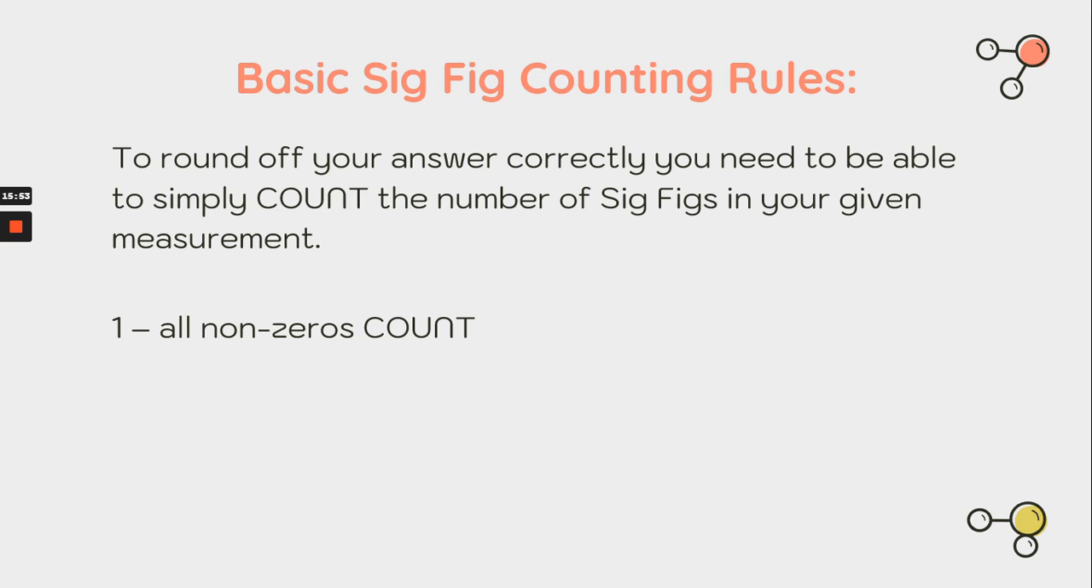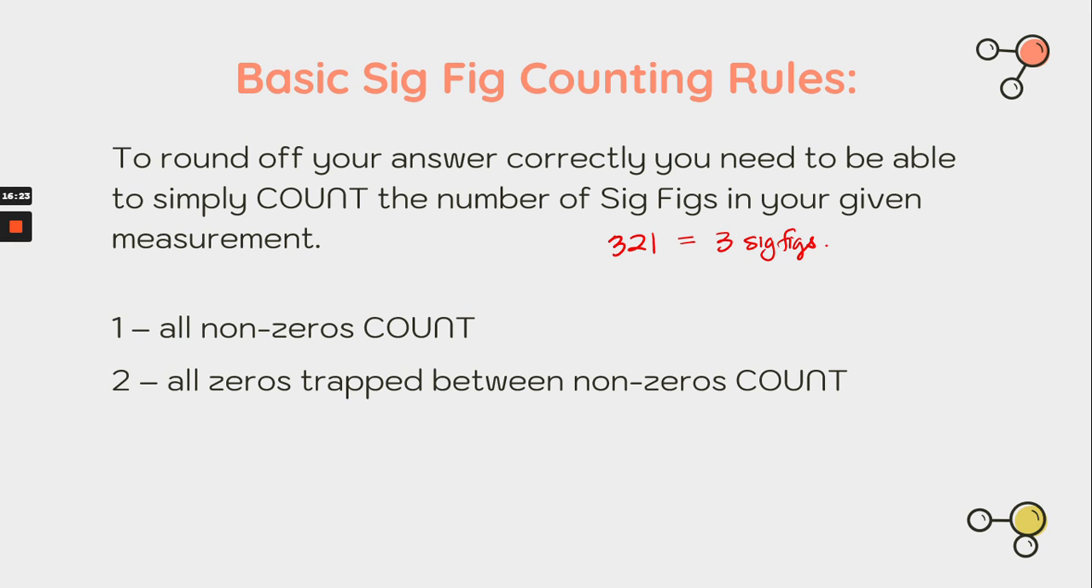Okay, so rule number 1, when you're starting a problem, all of the non-zero numbers count. So you will include them in your tally. So for example, if you had the number 321 as your given, 321 grams, something like that, this number has 3 sig figs. So when you get your calculator answer, you want to round it off to have 3 sig figs, just like you started with. So that's rule number 1.